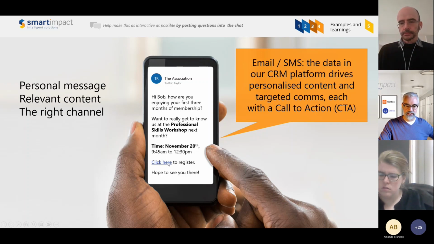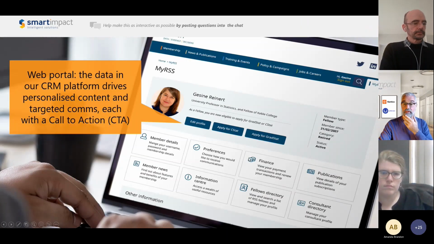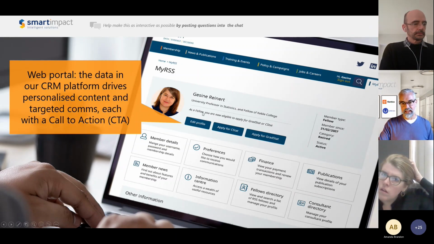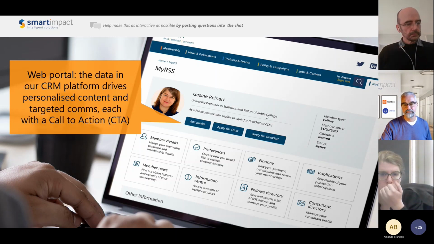But here's the call to action. Everything should have an easy to react to call to action. This is through a web portal. So we've got a lady here who's been a member for a long time, but you can see that it's saying, well, look, you're senior, you can go and become a fellow now. Why don't you just apply directly here? So again, here's a message, here's what to do about it. We're making it easy for you to engage the member.